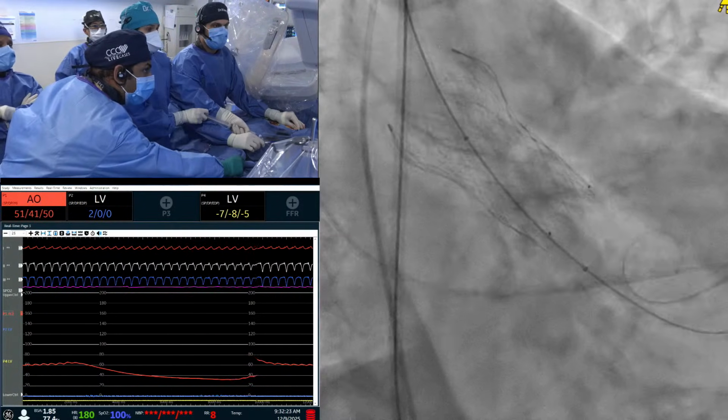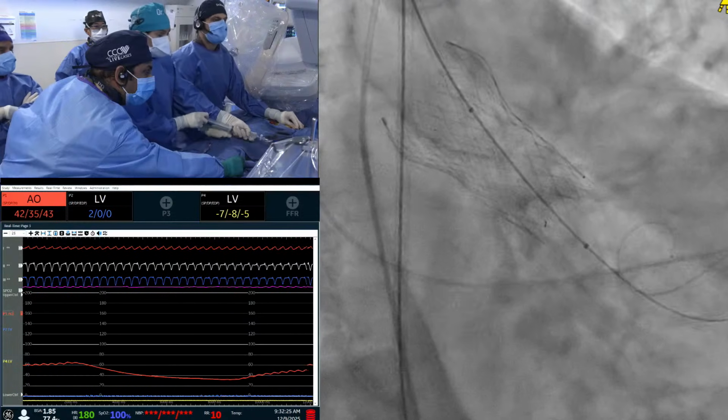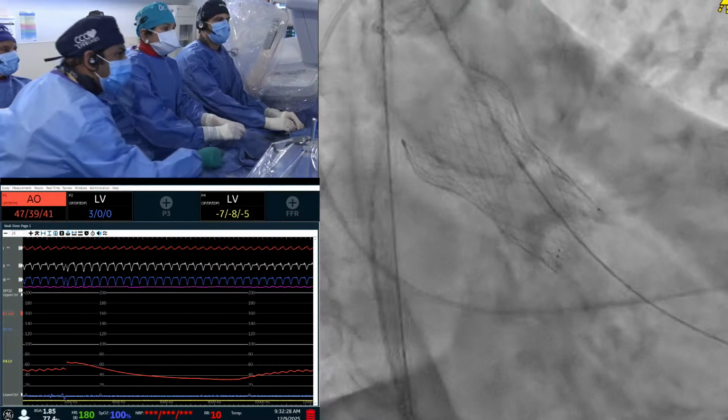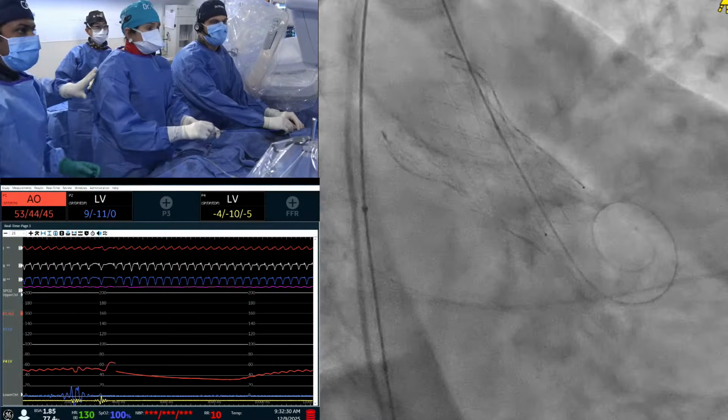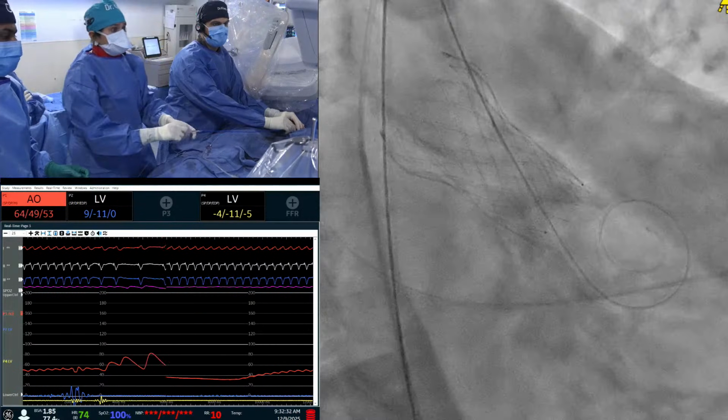Back up. Okay, let's do hemodynamics one time. Okay, so just, anyway, quick one.